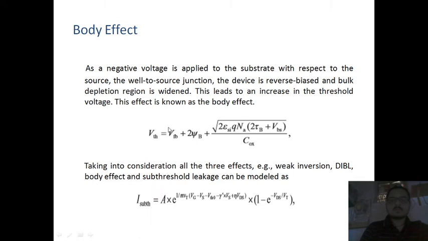Taking into consideration all these three effects we saw previously, weak inversion, DIBL and body effect, we can build up the subthreshold leakage current equation. I subthreshold is equal to this equation, which accounts for these effects: DIBL, body effect and weak inversion.